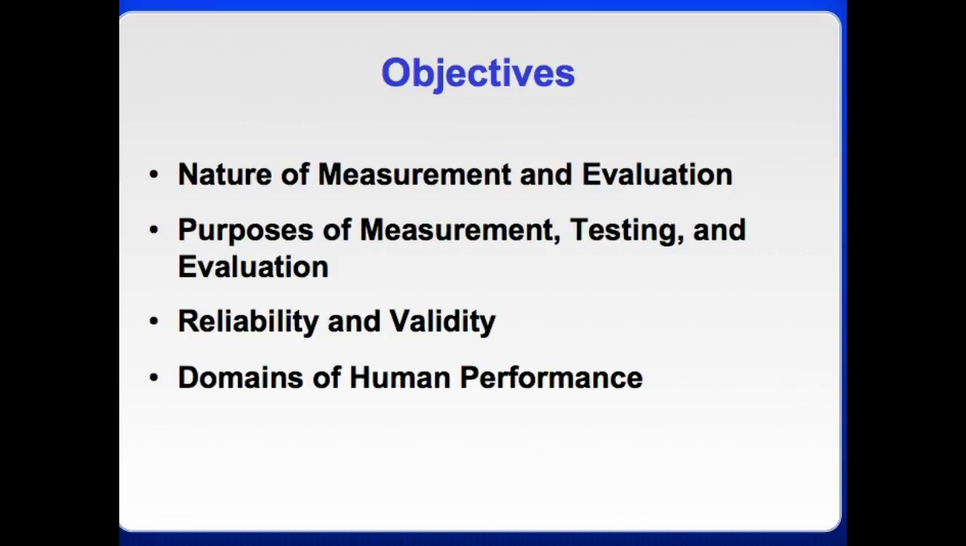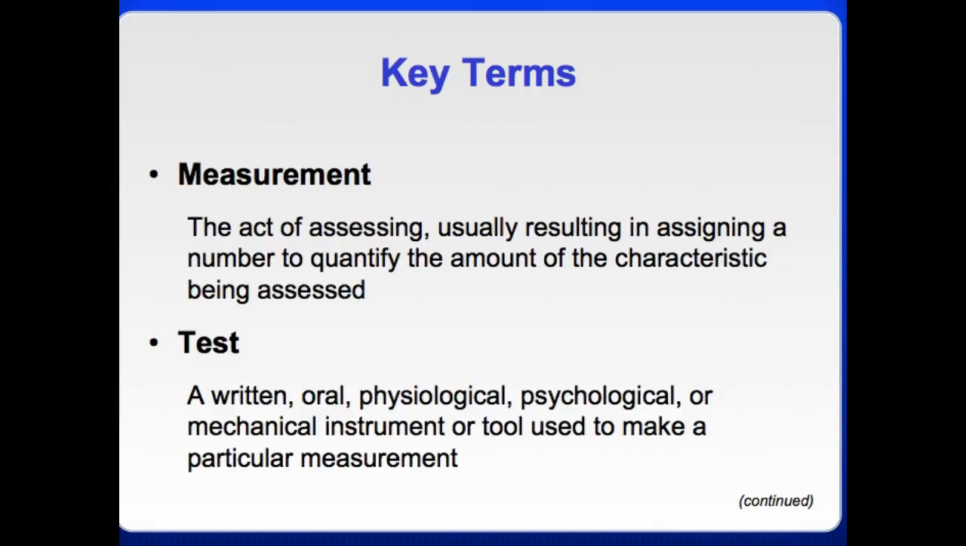First, let's look at the objectives. The objectives are nature of measurement and evaluation, purposes of measurement, testing, and evaluation, reliability and validity, and domains of human performance. Key terms: measurement, the act of assessing, usually resulting in assigning a number to quantify the amount of the characteristic being assessed. Test, a written, oral, physiological, psychological, or mechanical instrument or tool used to make a particular measurement.